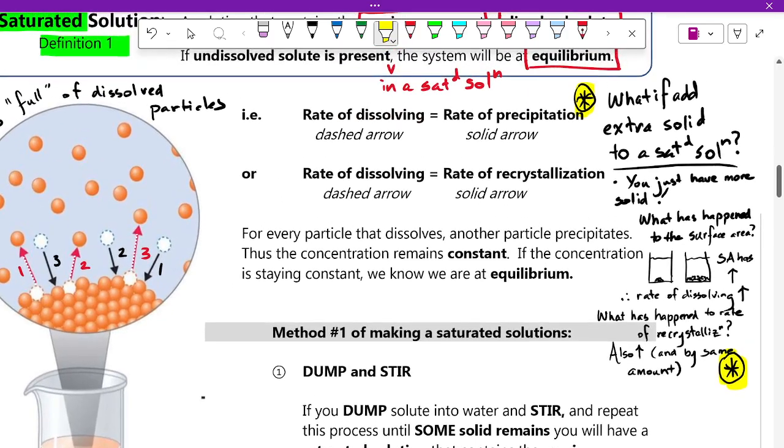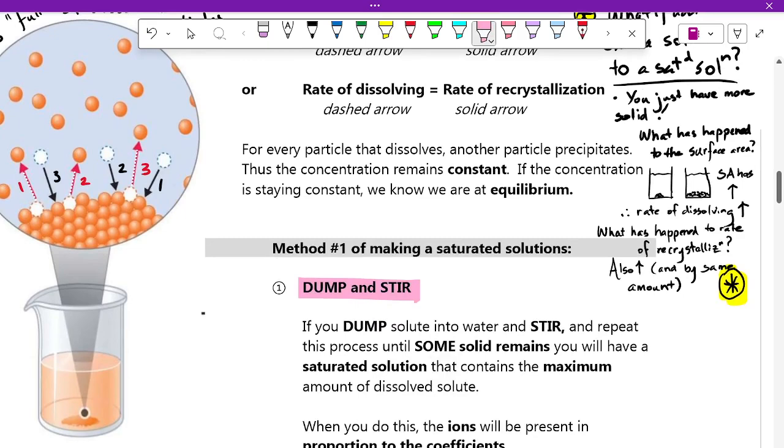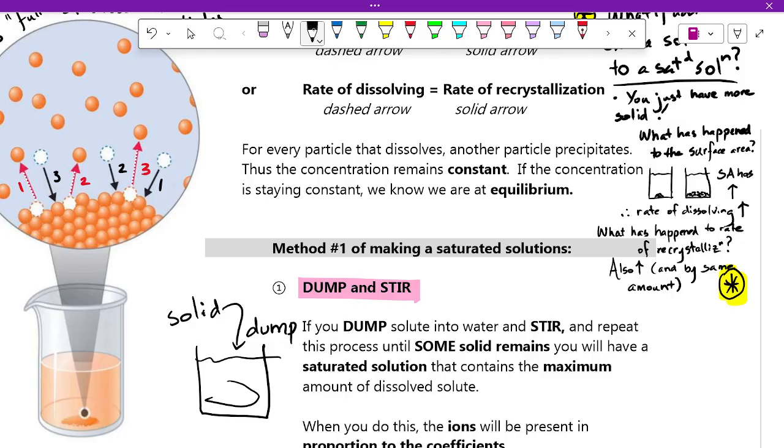So, in order to help you sort out those 5 different types of solubility problems, we're going to be talking about the method of making the saturated solution. One way to make a saturated solution, the easiest way, I call it dump and stir. You take your solid and you dump it into water, and then you stir it.